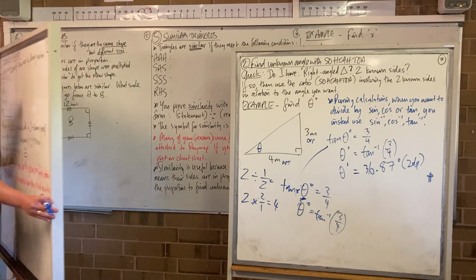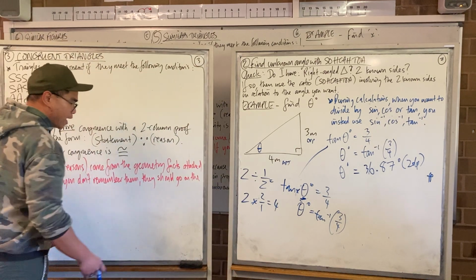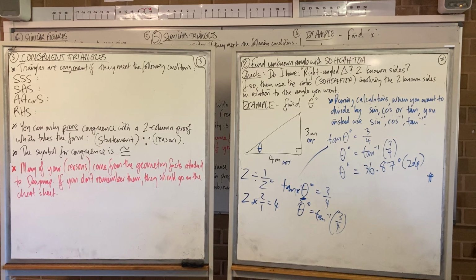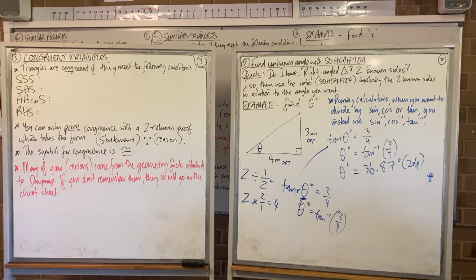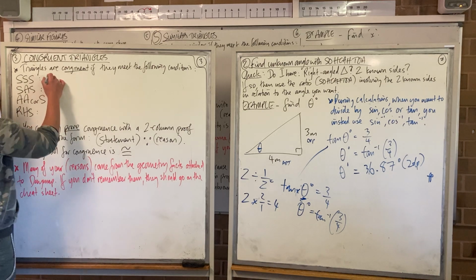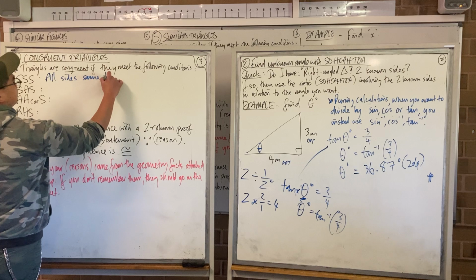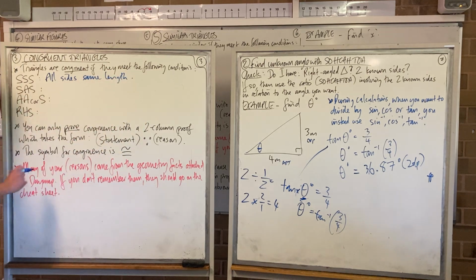The next thing that we did was congruent triangles. You seem very confident with these. Nope. That's what we're going over right now. Congruent triangles. Triangles are congruent if they meet the following conditions. Can someone remind me what SSS stood for? Side. But what? Are they all the same or are they all in proportion? Same length. Good. All sides same length. Well done.